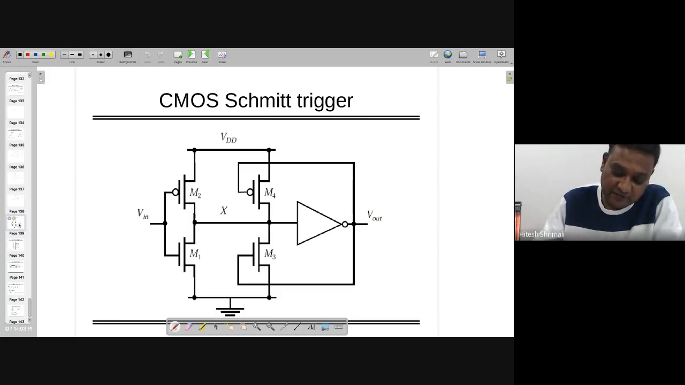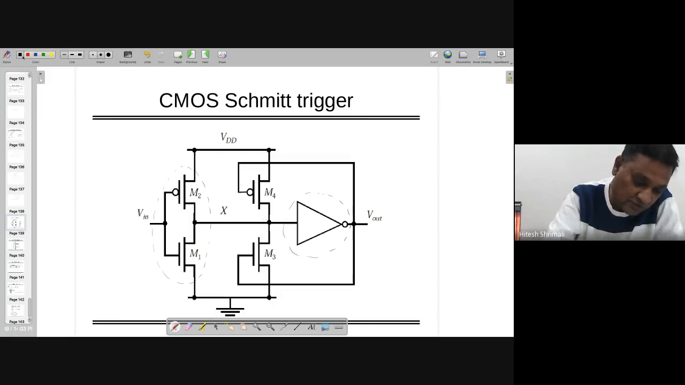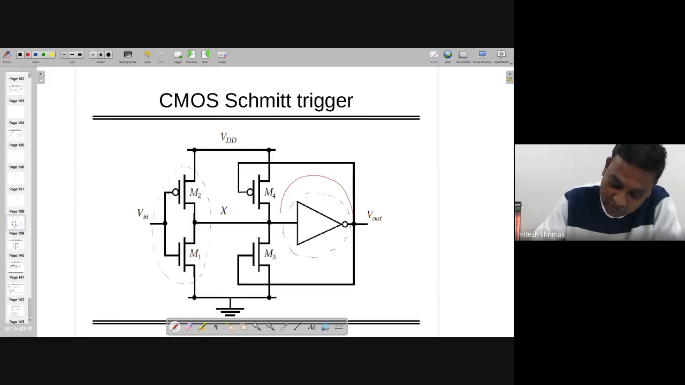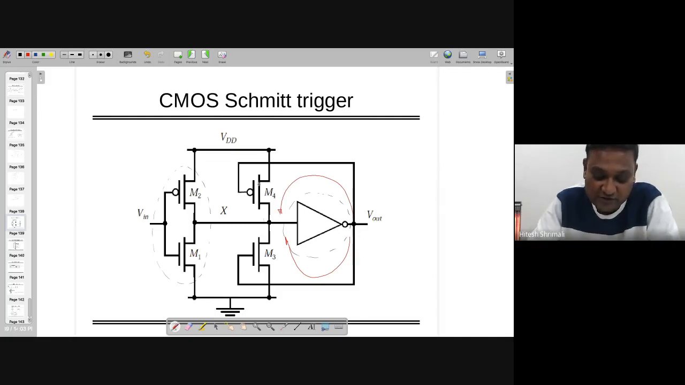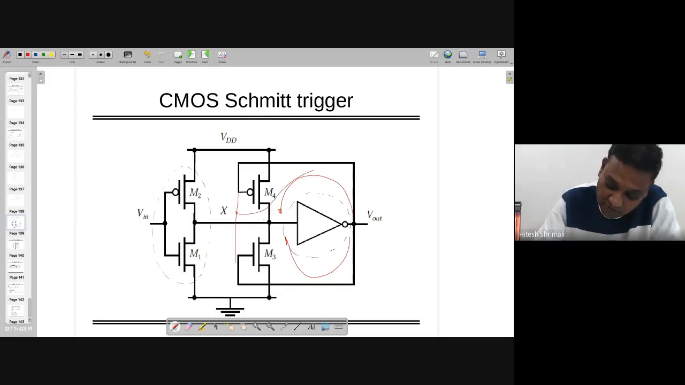You can see over here there are three inverters, but the first inverter is composed of M1 and M2, and the second one is here. So there are two inverters back to back. However, the output is connected to the second inverter through one another inverter, you can say, right? Or you can reconnect this. If you want to do this one, you can do this one also, right? It's the same, the connections are the same.